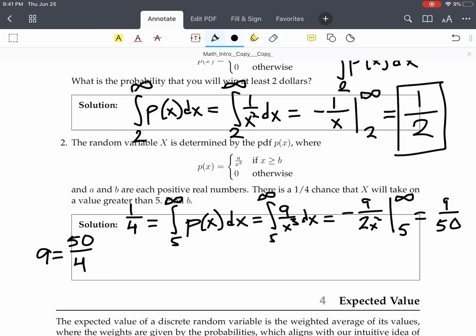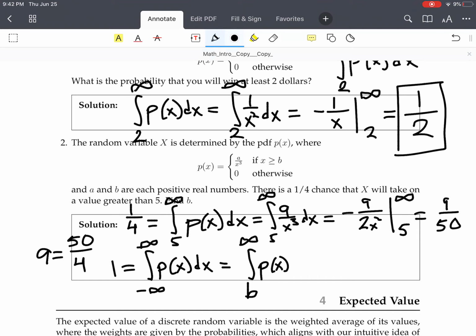And so now we're going to use another property we just discussed, which is that the total probability, the integral from negative infinity to positive infinity, must be 1. So we can write 1 is equal to the integral from negative infinity to infinity of p of x dx. However, we also know that for all x less than b, it's 0, so we can ignore those. And we know b is positive, so we can write the integral from b to infinity of p of x dx is equal to 1. So we can, once again, plug it in.